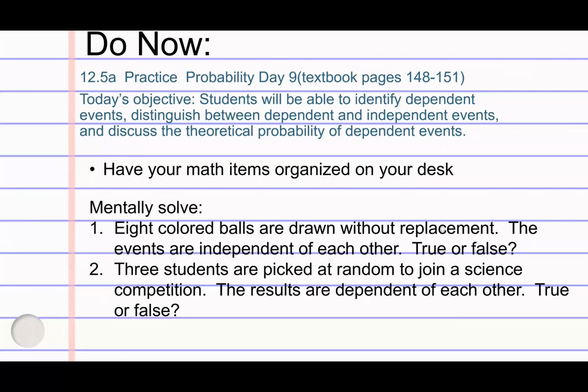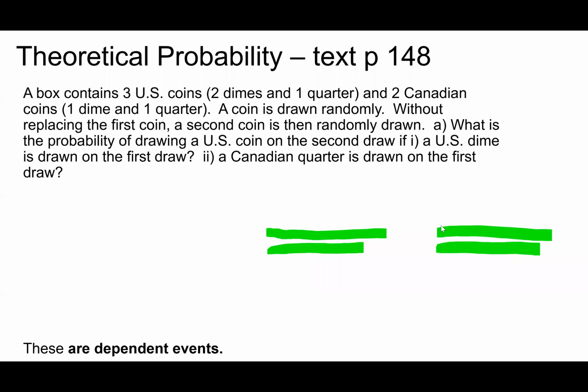Okay, guys, so today we're going to talk about how probability changes with dependent events. These are events that depend on each other. Makes sense, right? It's when the probability changes because something happens. Okay, so let's look at some examples.